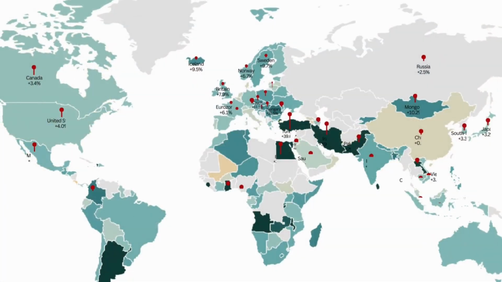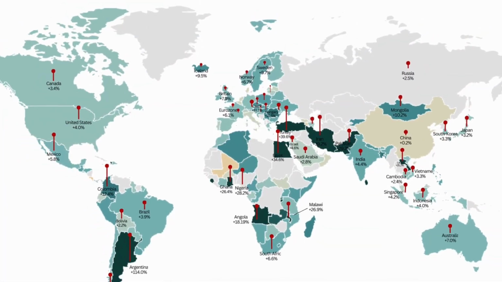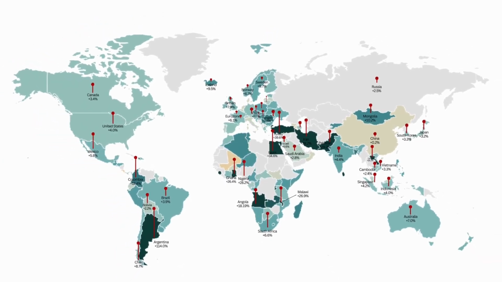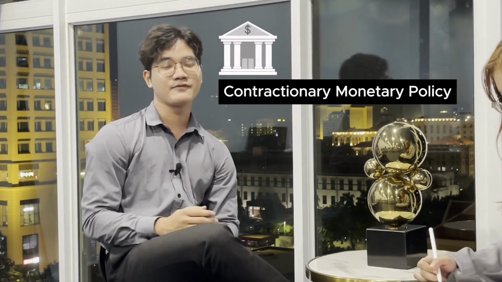For example, a real world example is that around 2022, 2023, there was massive inflation all over the world, around 8%. To fight this, central banks in different countries tried to implement a contractionary monetary policy by raising interest rates. Yes. So now why don't we move on to the expansionary monetary policy.